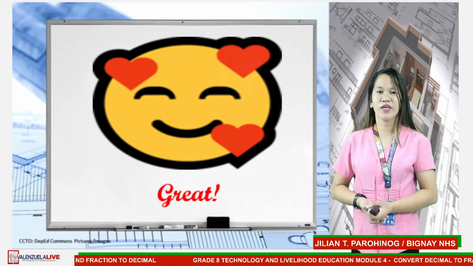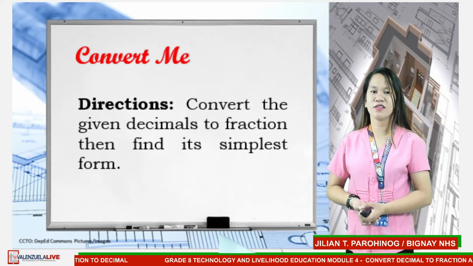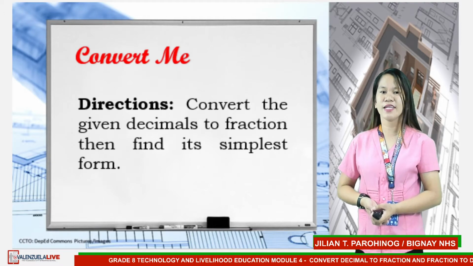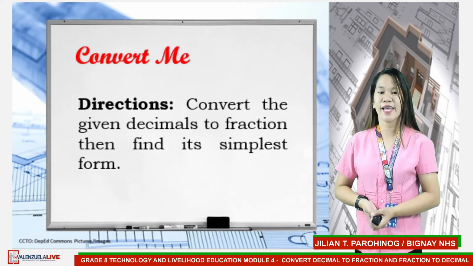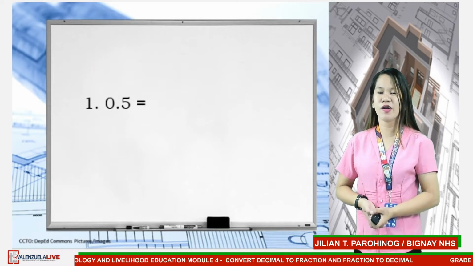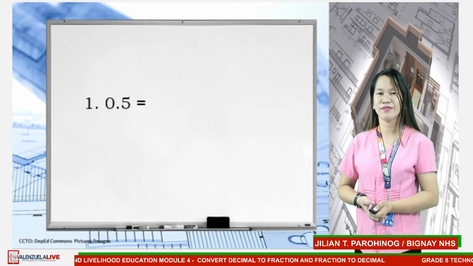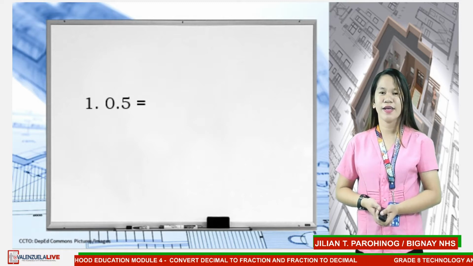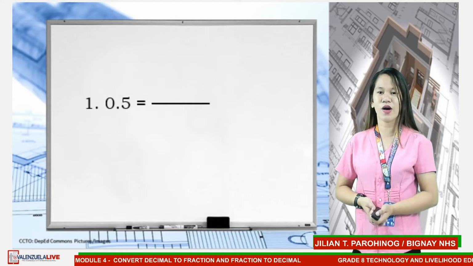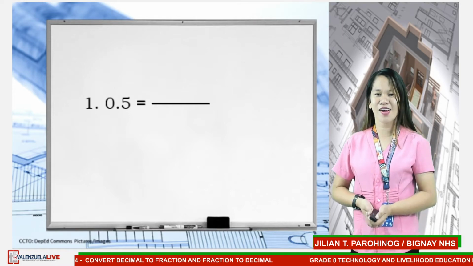Since you already know how to convert fractions to decimals, let us proceed to convert decimals to fractions. Then, find its simplest form. Write your answer in the comment box below. Number 1. 0.5 is equal to what? Your timer starts now.